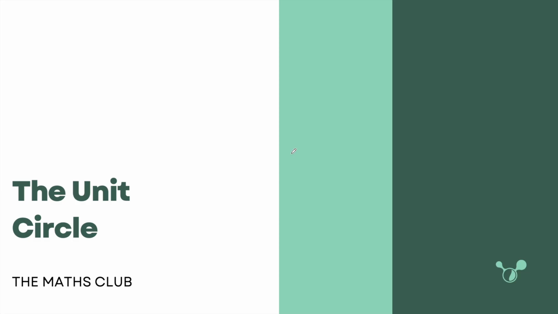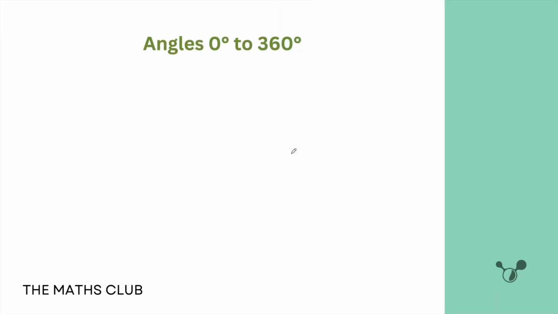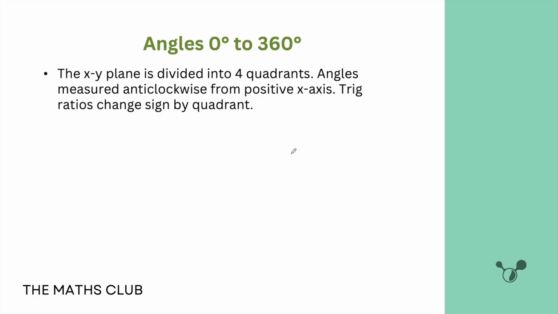So the unit circle. This video is actually fully loaded. When you're done with this, you should be able to solve any question or trick. Then we'll look at angle of elevation and depression after we're done with all of this. So for angles between 0 and 360 degrees, what do we have? It says the XY plane is divided into 4 quadrants.